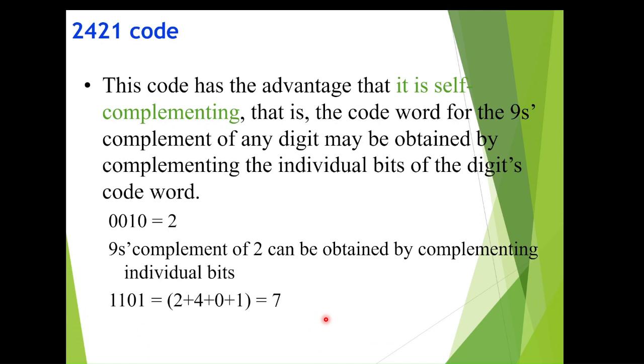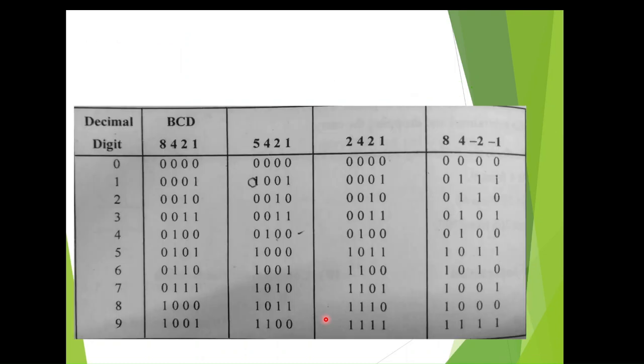This 2421 code is a self-complementing code, meaning the first number and the last number are nines complement of each other. For example, if you see here, for 0 it is 0000, for 9 it is 1111. That is the ones complement of each other. Similarly, for 1 it is 0001, and for 8 it is 1110. That is the complement of each other. As if we have a complementing mirror after 4. So for 5 it is 1011, for 4 it is 0100, complement of each other.